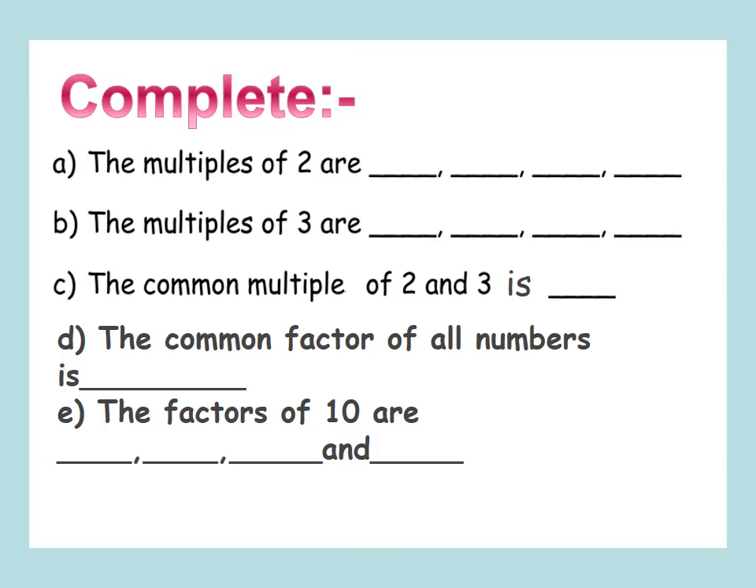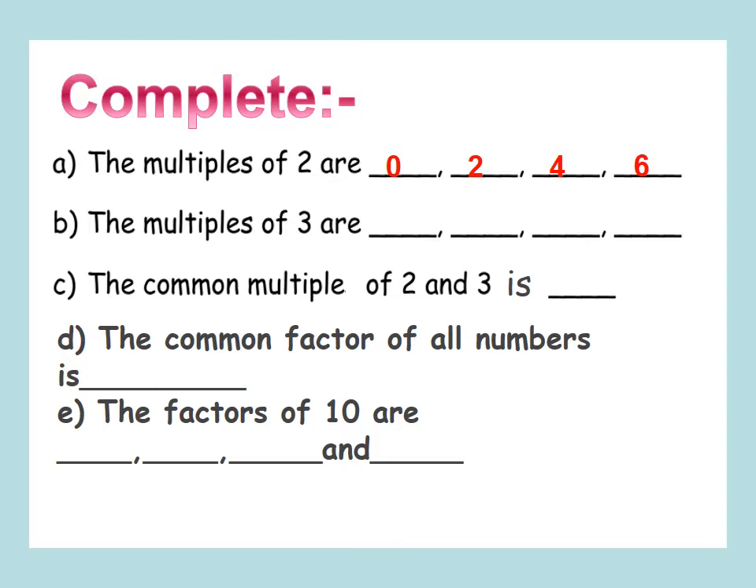So it will be 2 by 0 equals 0. Then 2 by 1, 2. 2 by 2, sorry, 4. Then 2 by 3, 6. So here are the first 4 multiples of 2.